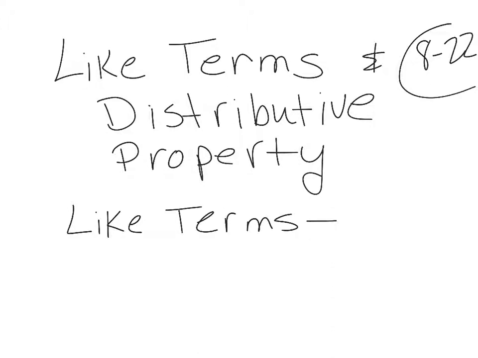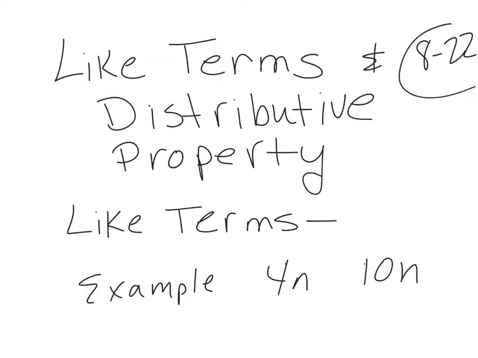Like 4N and 10N, they have like terms, so you can just distribute them. If they don't have like terms, you can't do nothing with them. Okay, so I'm going to paraphrase what I just heard you say. You gave me an example, 4N plus 10N. Oh, you're looking at the examples on your paper. Okay, cool. And so those are like terms, a 4N and a 10N.